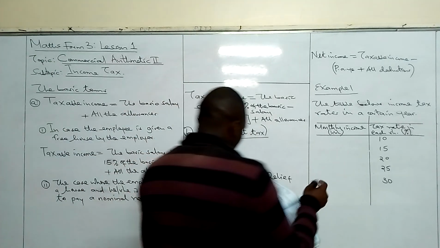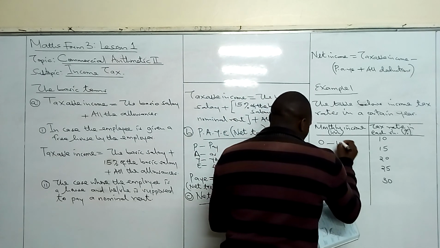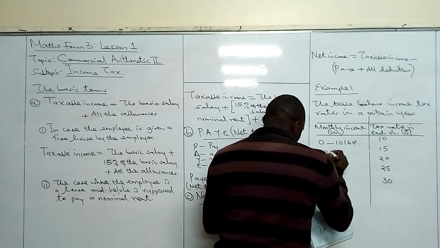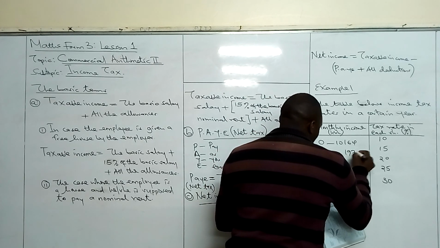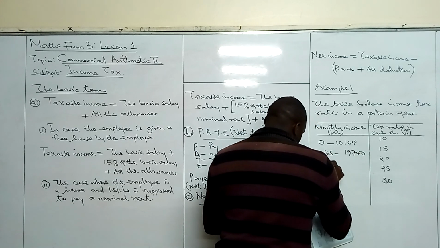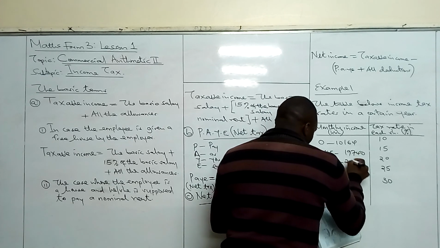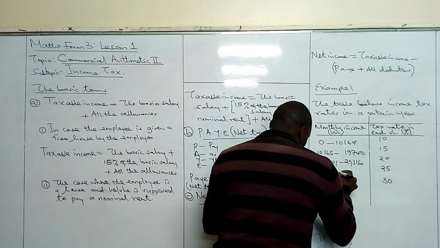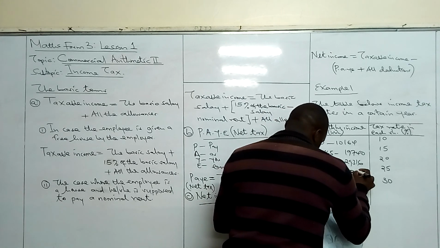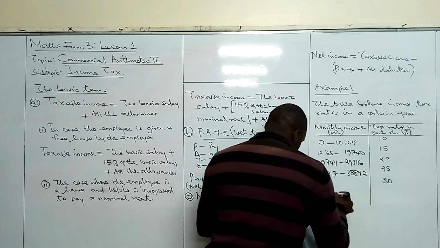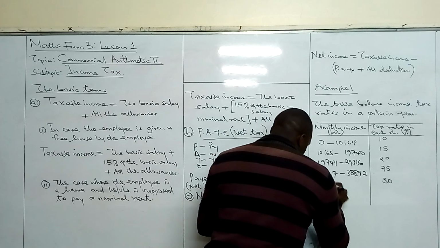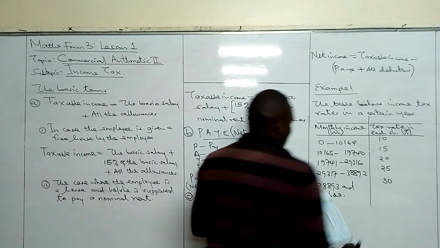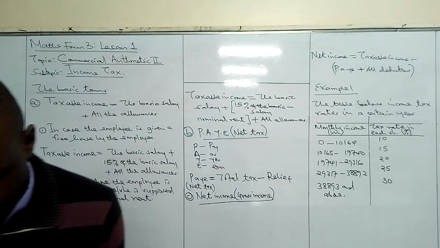Then we will have 0 to 10,164. Then we have 10,165 to 19,740. Then we have 19,741 to 29,316. We have 29,317 to 38,892. Then we have 38,893 and above, and anything above there.